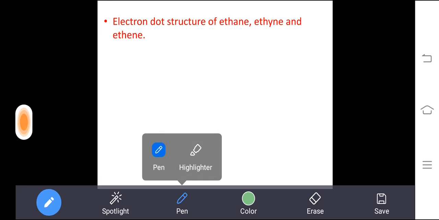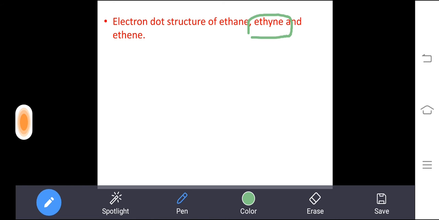So from ethyne, what information are you getting? The same 2 carbon will be there. So we can draw the 2 carbon and the suffix YNE. YNE means what is the first thing we want to do? We want to connect the 2 carbon with the triple bond. That is the first simple concept.